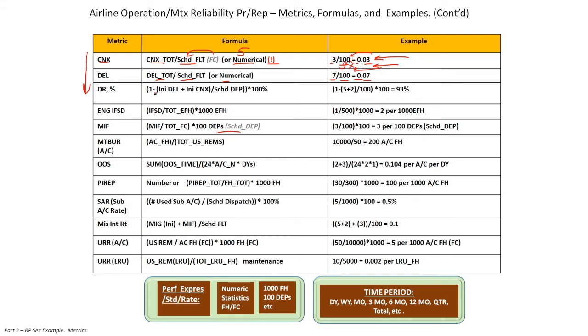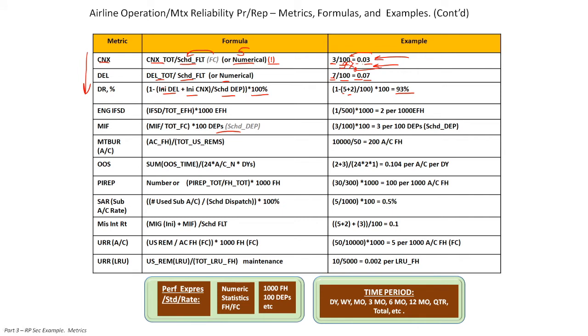Dispatch reliability: 1 minus initial delays plus initial cancellations, divided by scheduled departures, multiplied by 100%. Suppose we have total delays 7, initial is 5, excuse me, total cancellations 3, initial is 2. After calculation, we have 93%. Again, what I would like to mention: we said this is kind of an industry, in quotation marks, standard. I added a small limitation.